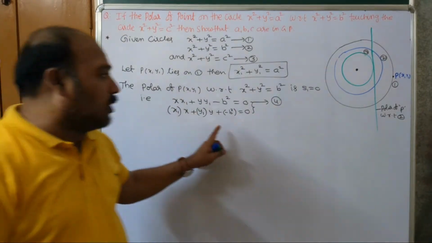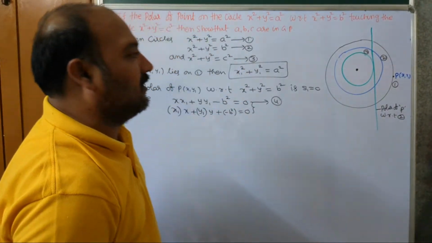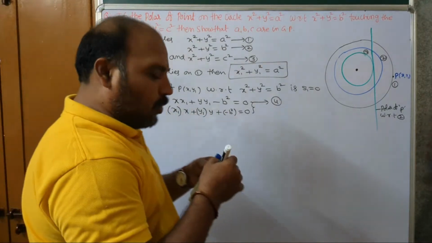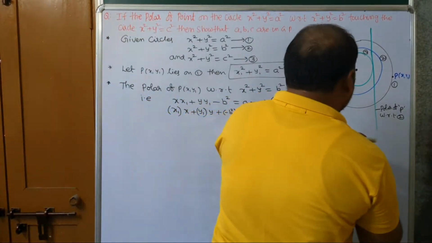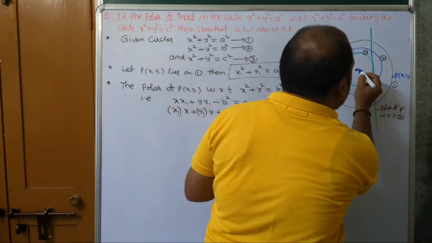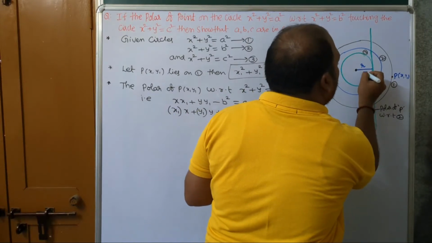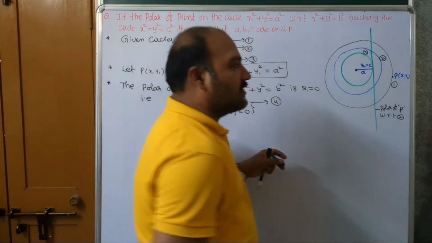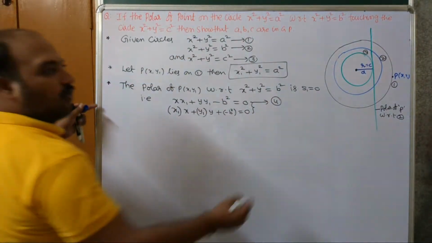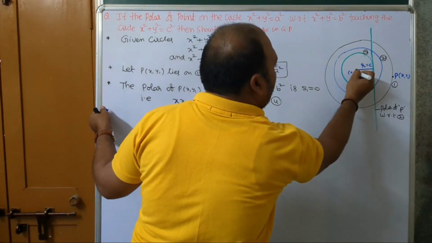Now this polar equation touching the third circle. Whenever any line touches the circle, what does it mean? Radius is equal to the perpendicular distance. So radius is equal to d. Here, what is the radius of the third circle? From the center of the circle, which is 0, 0.